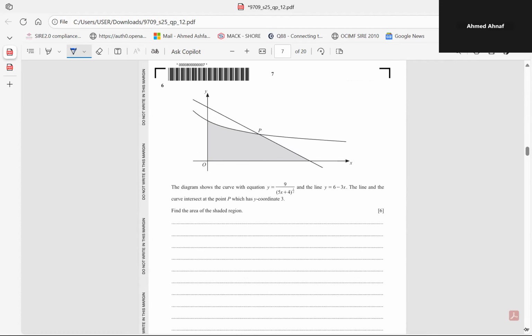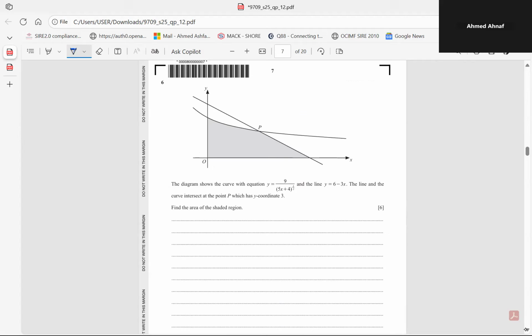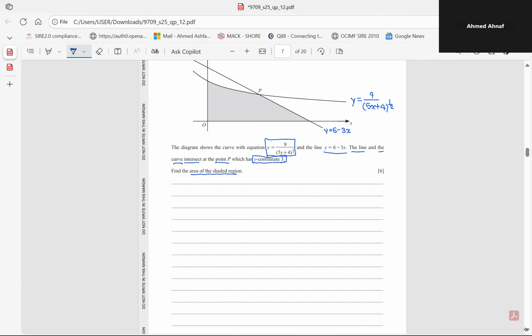Okay, so in this question, we are given a diagram which shows the curve with this equation and the line y equals 6 minus 3x. So this is the line here, y equals 6 minus 3x. And this is y equals 9 over (5x plus 4) to the power of half. We're told that the line and the curve intersect at the point P, which has y coordinate 3. So this is crucial information. And we're told to find the area of the shaded region.